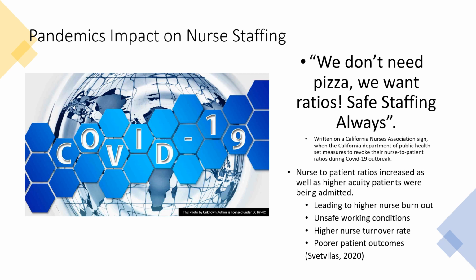So these increased nurse to patient ratios were happening, as well as having higher acuity patients. So we were having more patients coming in that nurses had to care for, as well as these patients were sicker. This is leading to higher nurse burnout, unsafe work conditions, higher nurse turnover rates, and then poorer patient outcomes, as shown by this study here.